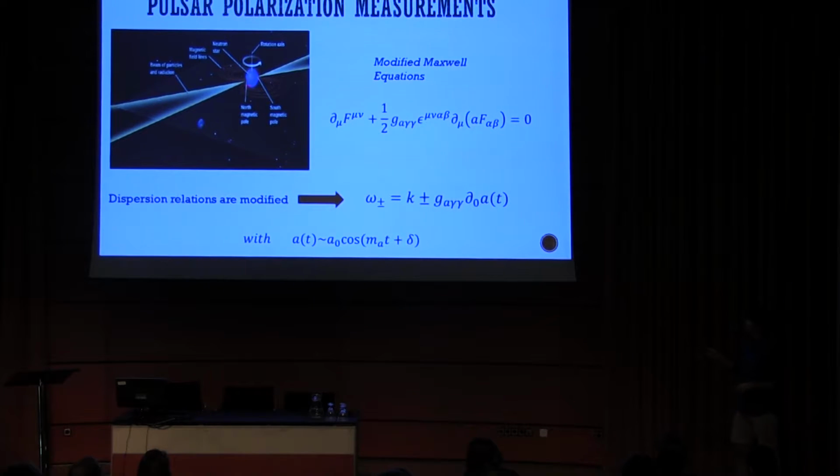Now imagine that this signal is traveling through a medium of dark matter made of axion-like particles, a medium that is oscillating. What happens when you put in this coupling, this axion field, is that your Maxwell equations are modified. You have this source term here. And the dispersion relation of the photon traveling through this medium of particles is also changing. It changes in such a way that essentially the right- and left-handed modes propagate with different speeds.